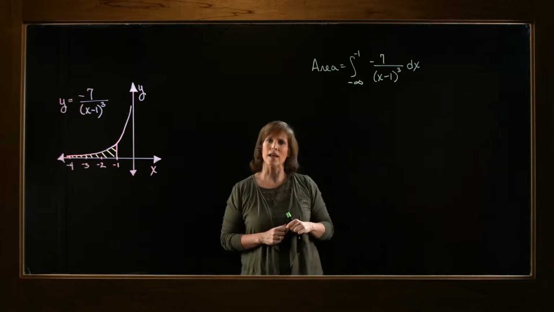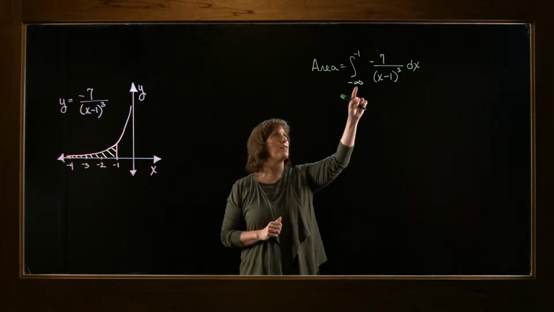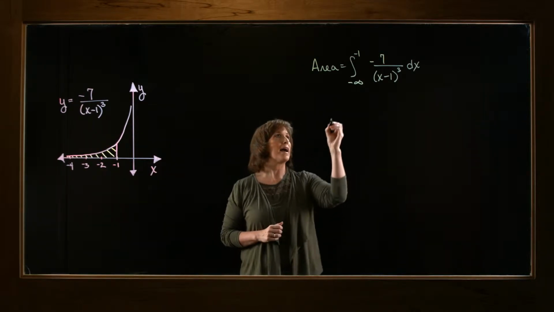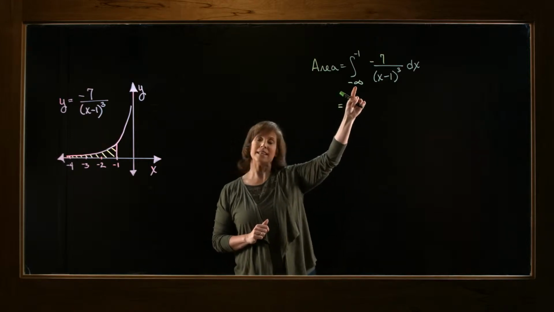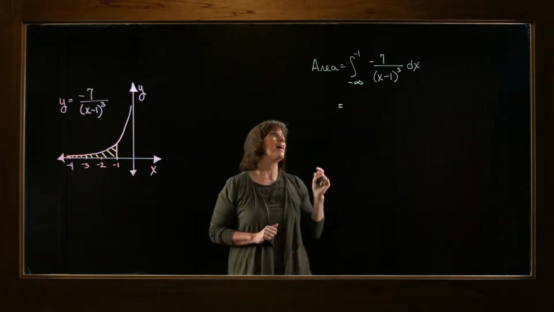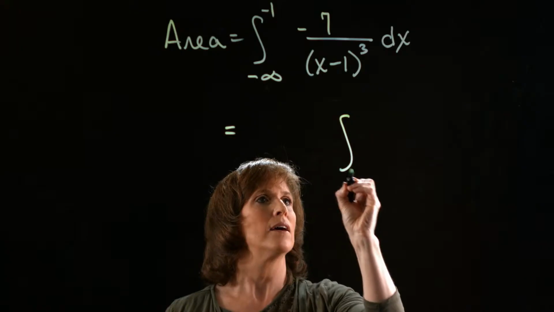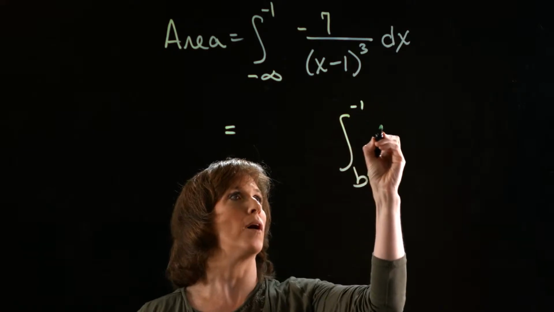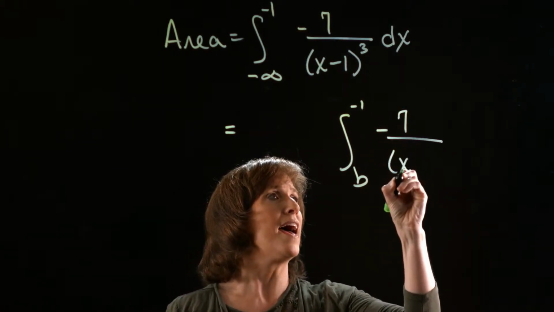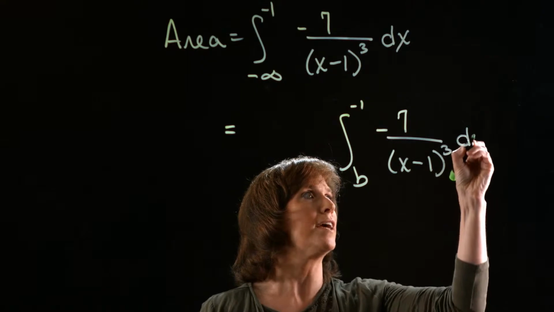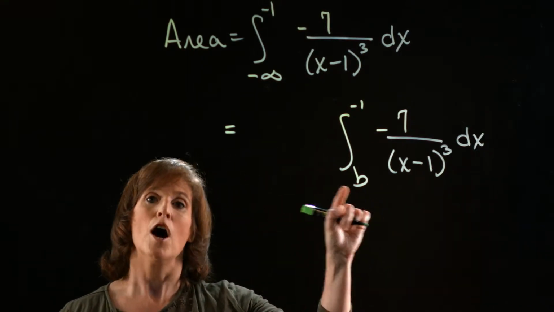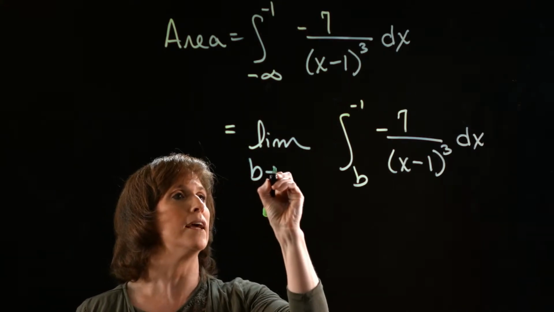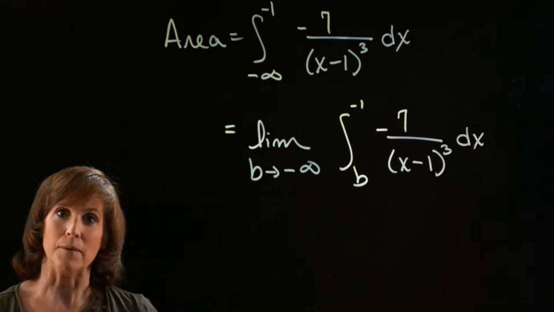Okay, when I look at this integral, I notice it's an improper integral. The lower bound is minus infinity. So I'm going to need to do this by using a limit. Because I don't want to plug -infinity in, I'm going to replace that with some value that I can plug in. So I'll be going from b to -1. And then, after I complete the integration, I want to let that value b approach -infinity. So that means I need to take the limit as b goes to -infinity.